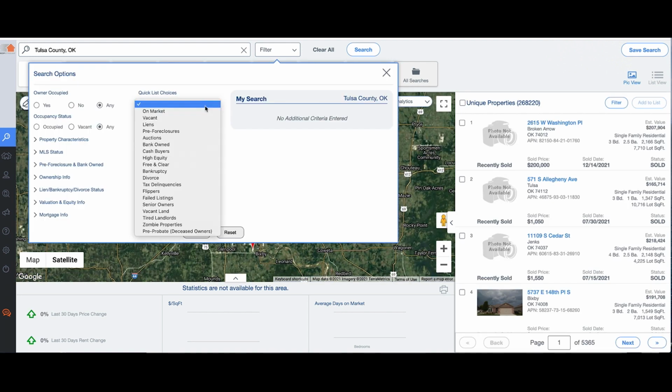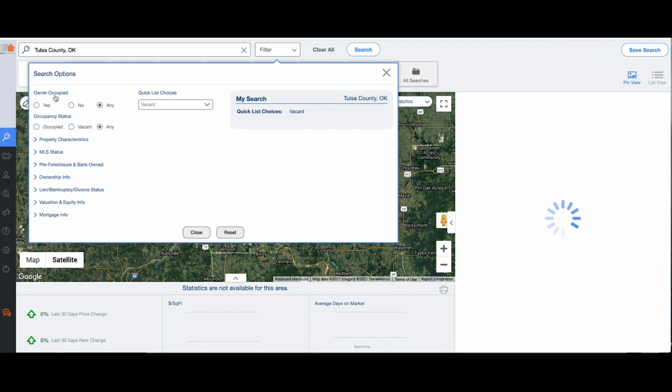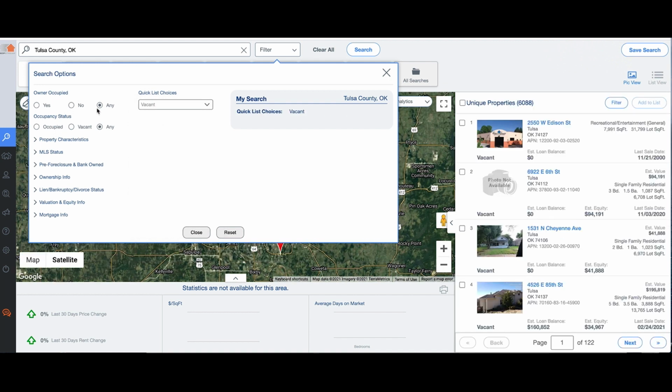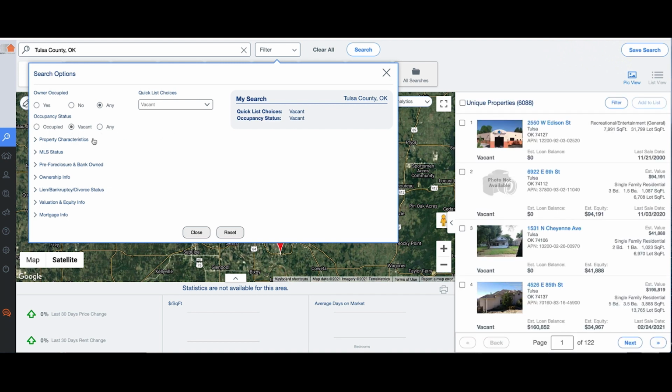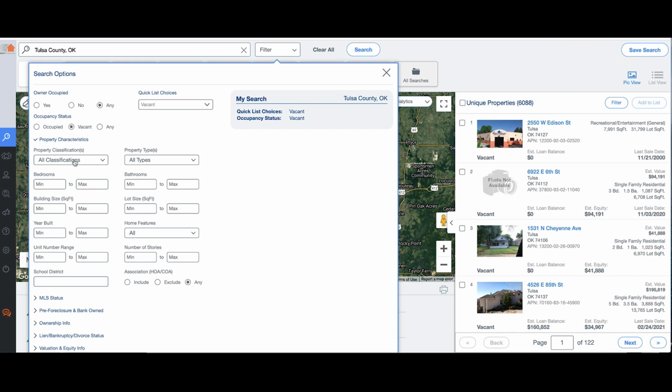Now, they have a lot of quick list choices. You can do a vacant home, houses with liens, pre-foreclosures, auctions, etc. I'm sure you guys can read. These are all your options. My 2 favorite would be vacants, and then I like to do absentee owned. So I'm going to show you both. The first one, vacant. This is occupant status. I'm going to click vacant just in case it didn't automatically do it, because I'm OCD like that.